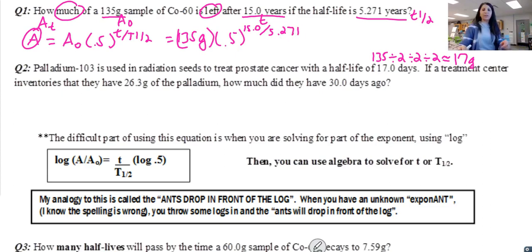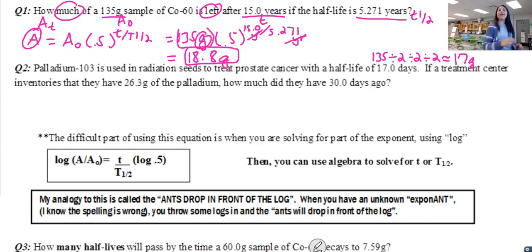And if I work this math out, go ahead and plug this into your calculator. Make sure that you do 0.5 caret and then put parentheses for the 15 over 5.271, and let's see if you get the same answer I get. Okay, did you get 18.8 grams? And by the way, the years cancel out here with the years here, and I'm simply left with grams.